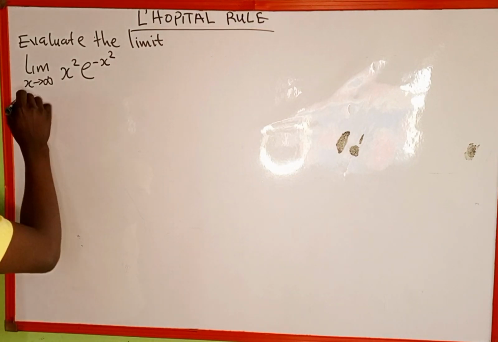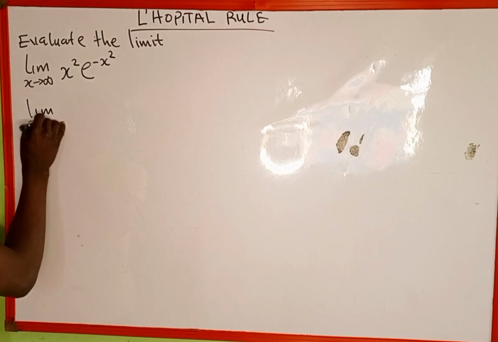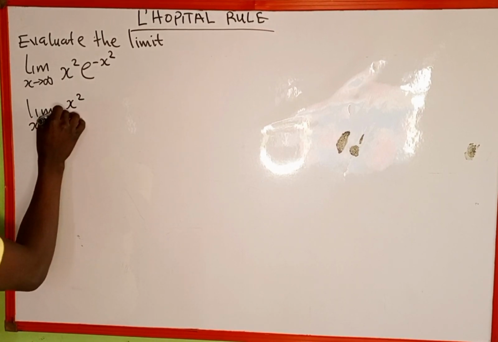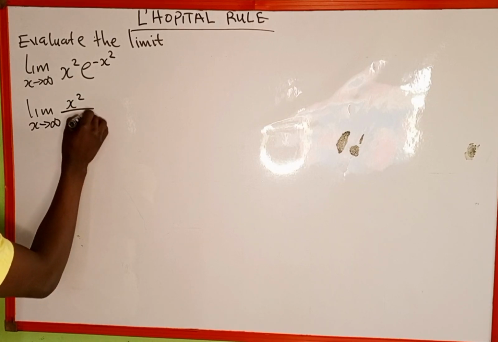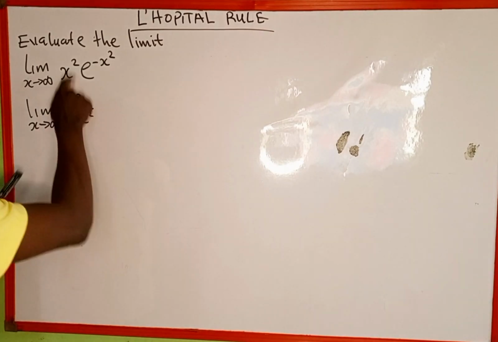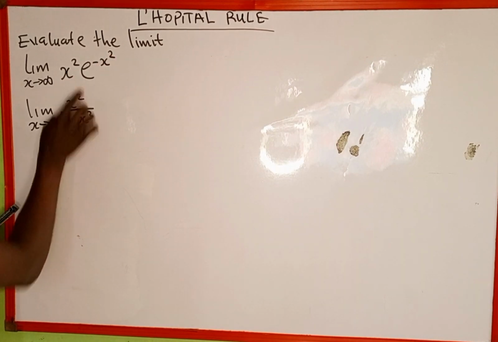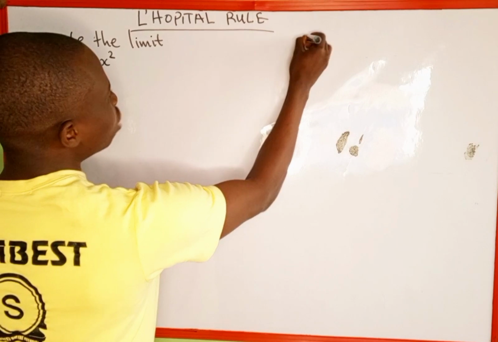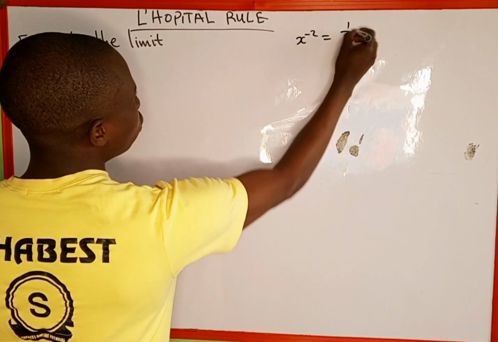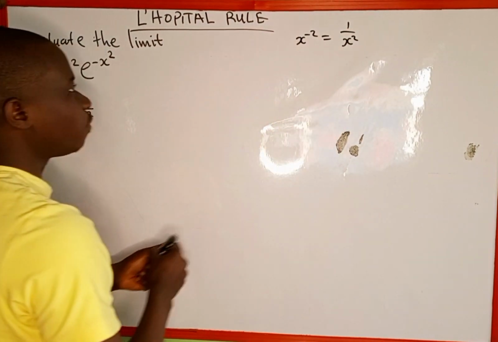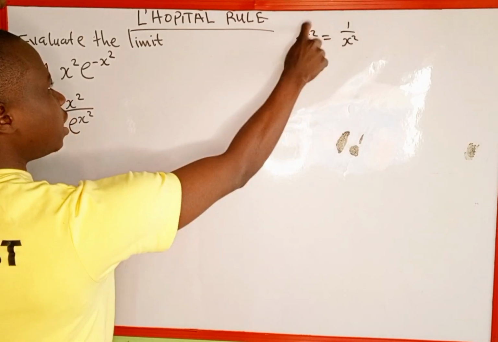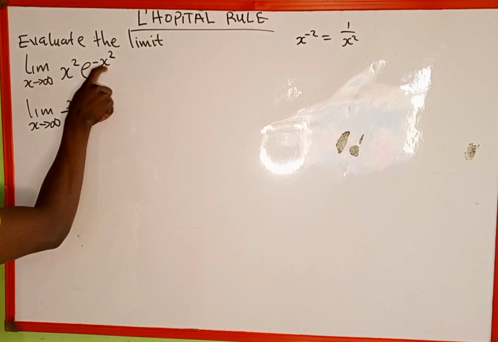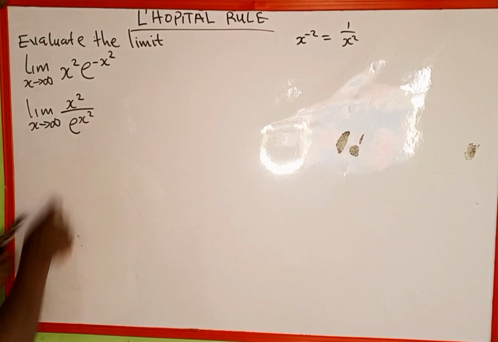So this function is the same as the limit as x approaches positive infinity of x to the power of 2 divided by e raised to the power of x to the power of 2. So this is x to the power of 2, and this is going to come down because of the negative exponent. Recall, x to the power of negative 2 is the same as 1 over x to the power of positive 2. When this comes down, the negative turns to positive. This is what we did here: e to the power of negative x to the power of 2 becomes e to the power of positive x to the power of 2.